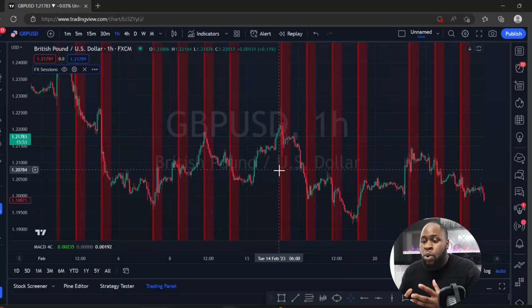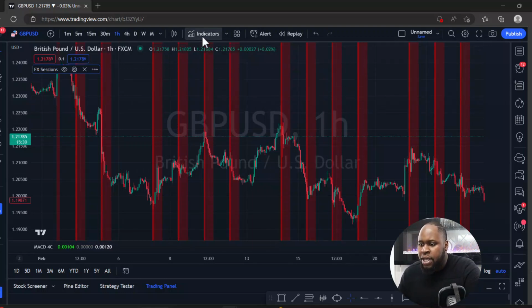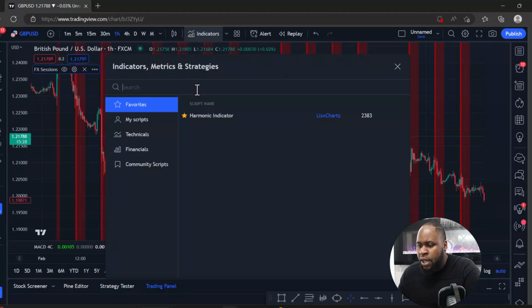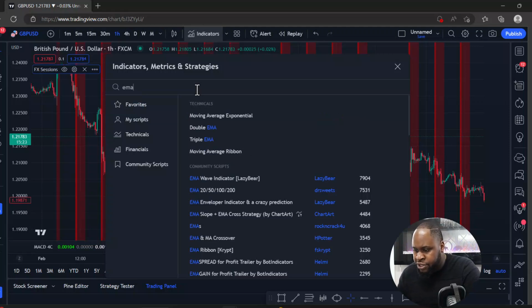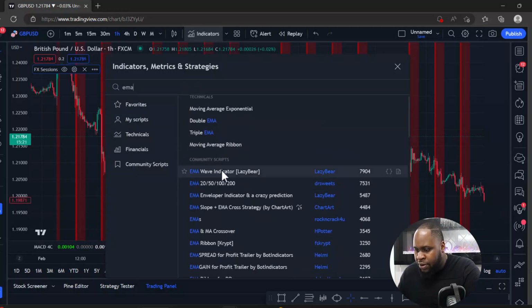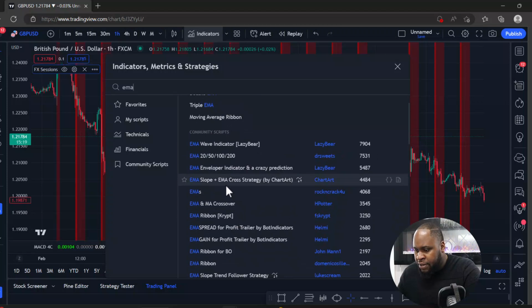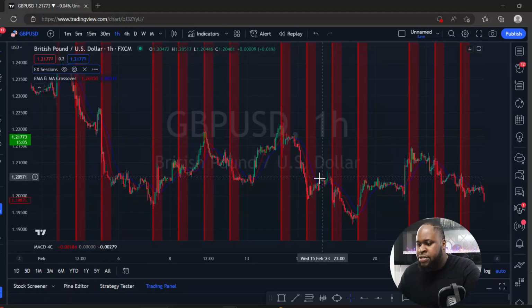So now, what strategy are you going to backtest? There has to be a particular strategy that you are going to backtest, that you're trying to see its effectiveness throughout time, right? So for this backtesting session, let's take an SMA-EMA crossover. So we're going to go to indicators once more, and we can type in EMA, and if you scroll down a bit, you should see EMA and MA crossover by H Potter. Now that's on our charts, and now we are ready to backtest.